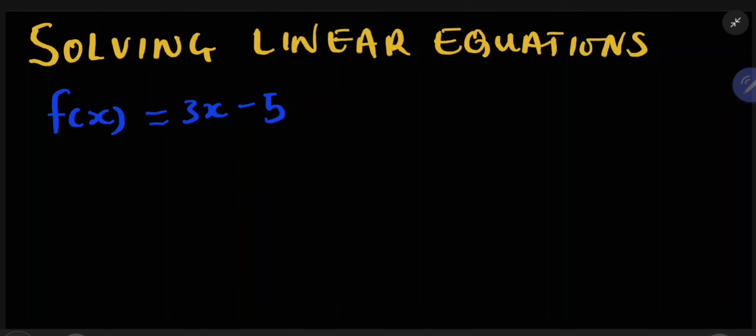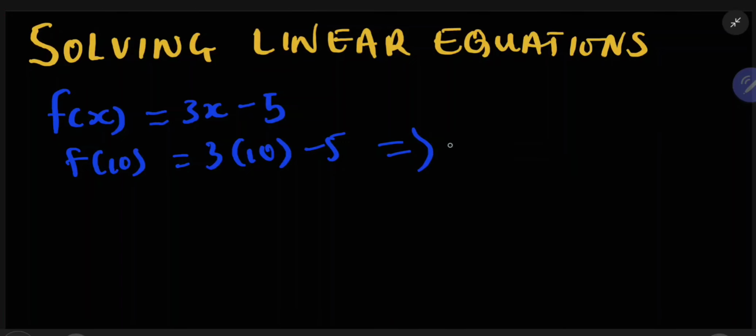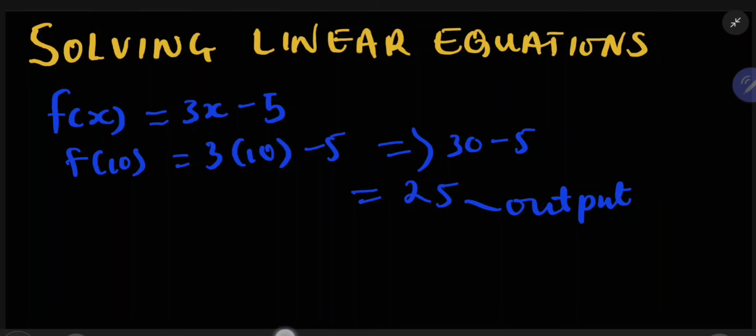So if your input here is 10, you say f of 10, which will be 3 times 10 minus 5, which would give us 3 times 10, that's 30. 30 minus 5, which is 25. So 25 is your output, 10 is your input.